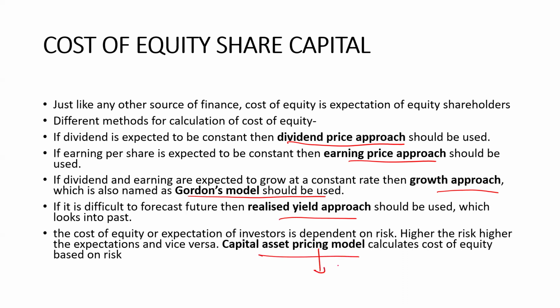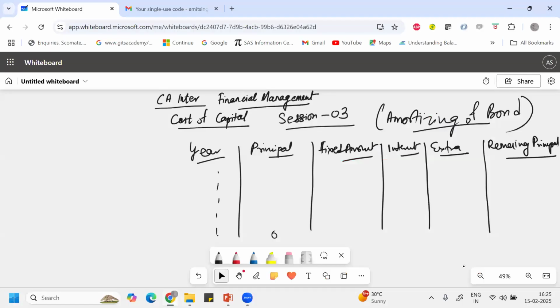Okay, the CAPM model is basically a formula which says K = RF + beta into (RM minus RF), where RM is the market return, RF is the risk-free return, and K is the cost of equity. Beta basically measures the risk on the underlying asset.